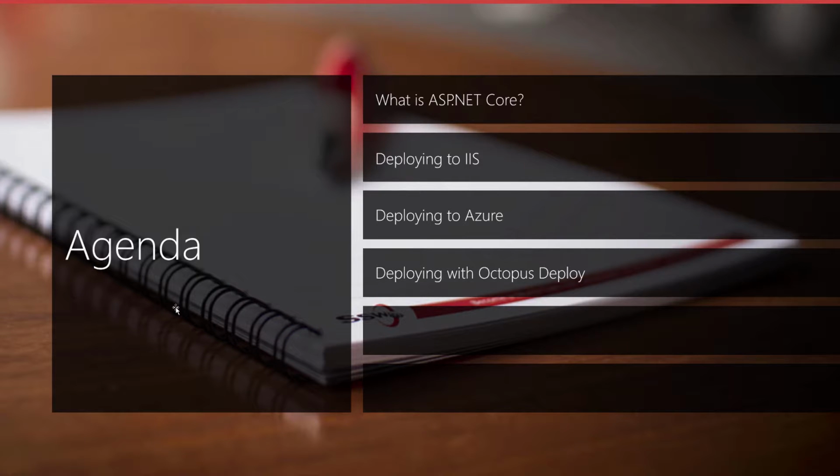Okay, so the agenda for today. First of all, I'm going to guide you through ASP.NET Core. Then I'm going to show you how you can deploy to IIS, how you can deploy to Azure. We're going to touch a bit about Octopus Deploy, release management for TFS, and the last one is I'm going to show you how you can deploy to Docker.